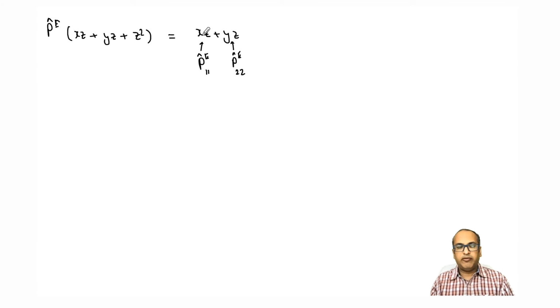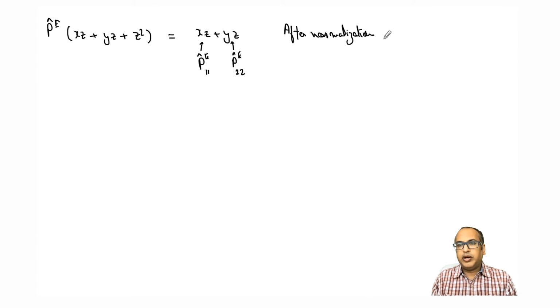So one of them gave you xz and one of them gave you yz. Let me see which one gave. Yeah, one gave you xz and one gave you yz, right? So now if we want to normalize, this is not yet normalized. So after normalization, you have PE is equal to 1 over root 2 times (xz plus yz).